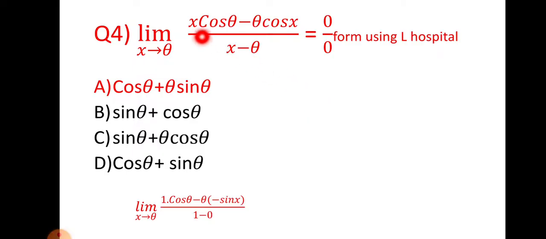By using L'Hospital rule, this x will give us 1 and cos theta will be as it is. This theta will give us 0, and the derivative of cos x is minus sin x. And in the denominator, the derivative of x is 1 and the derivative of theta is 0. If we substitute x by theta, we get our final answer: cos theta plus theta sin theta. That is option A, the right answer for question number 4.